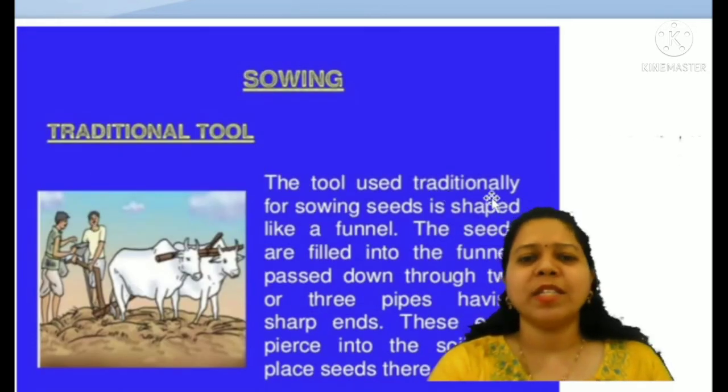The tool used traditionally for sowing seed is shaped like a funnel. The seeds are filled into the funnel and passed down through two or three pipes having sharp ends. These ends pass into the soil and place seeds there.